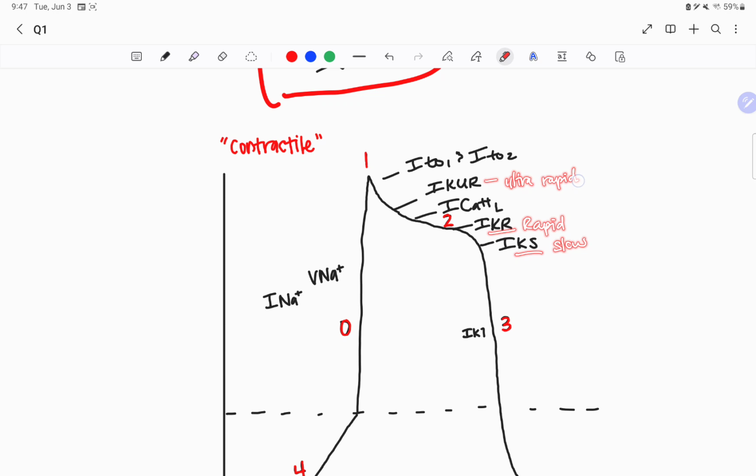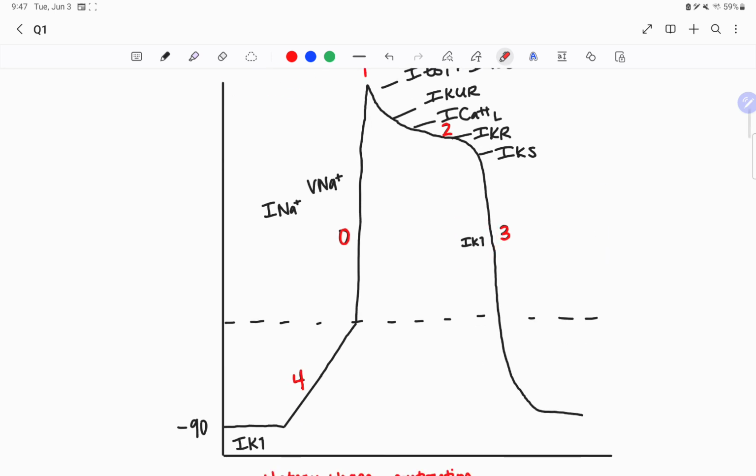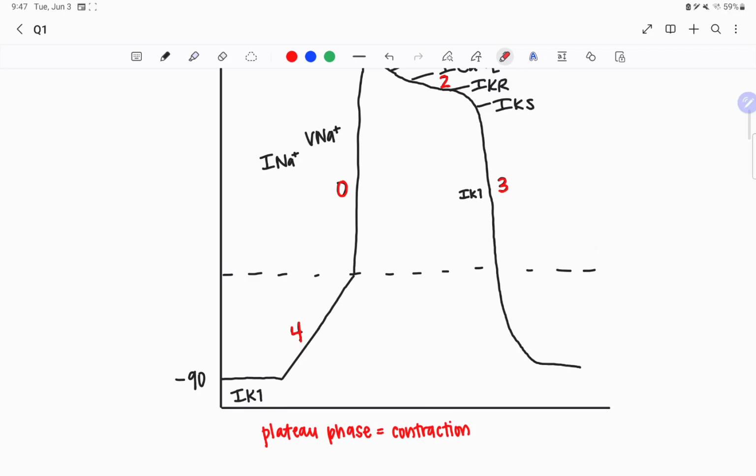So these open up, and they finally overcome the ICA. All right, and so then we have our full-on repolarization. And at this point, we have IK1 channels that open up. Now, what's cool about IK1 is they are super permeable to potassium.